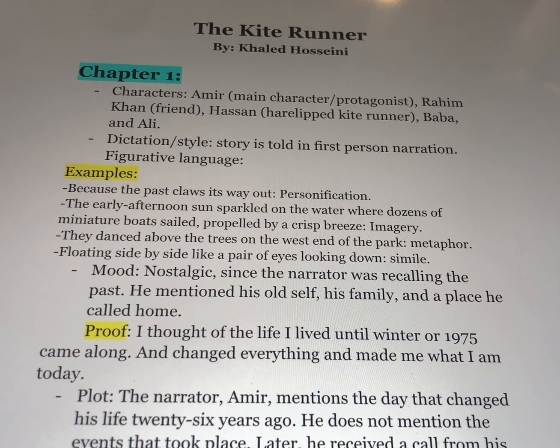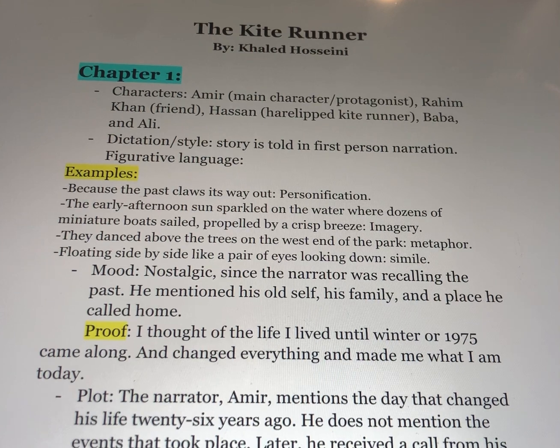So we have the sentence, "because the past claws its way out." This is in the first page of chapter 1. So this is personification because the past cannot physically or actually claw its way out. And then you have, "the early afternoon sun sparkled on the water where dozens of miniature boats sailed, propelled by crisp breeze." So this is obviously imagery, it's just describing the scenery.